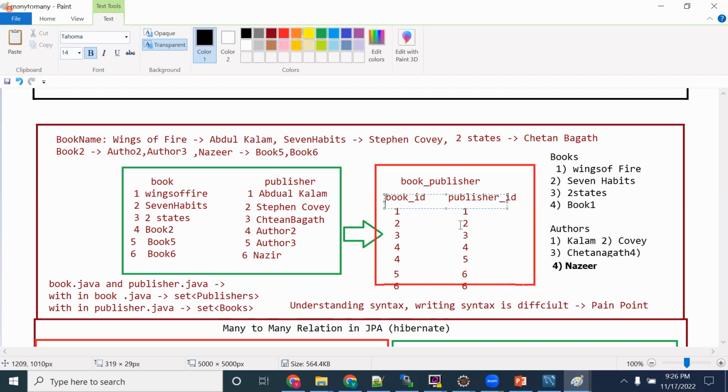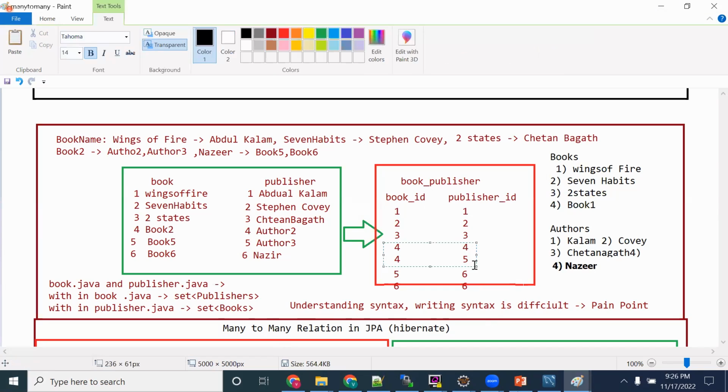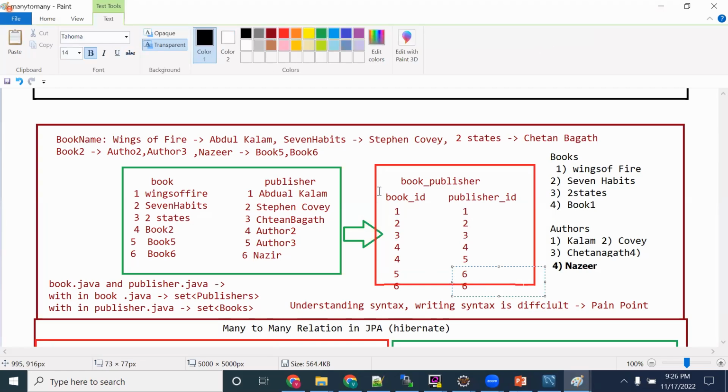I am going to take a composite primary key because I cannot keep book_ID as a primary key. Can I keep it like that? No, because this is repeating, right? I cannot take publisher_ID as a primary key either. This is repeating. That's why book_ID plus publisher_ID, both together, is a composite primary key. That is the composite primary key which I'm discussing.